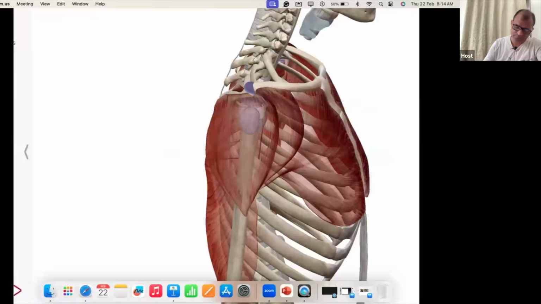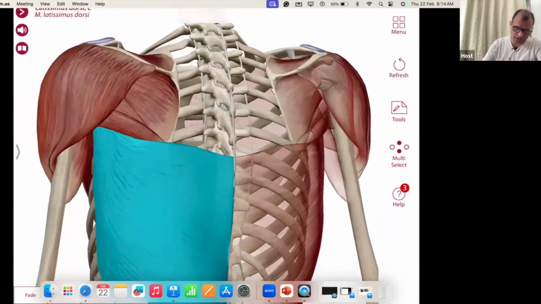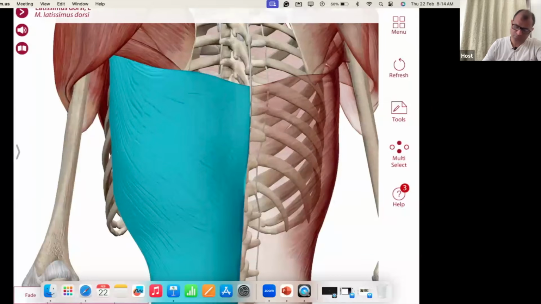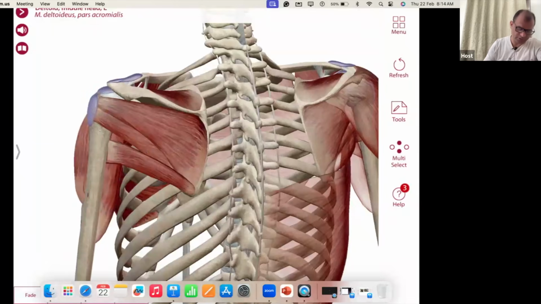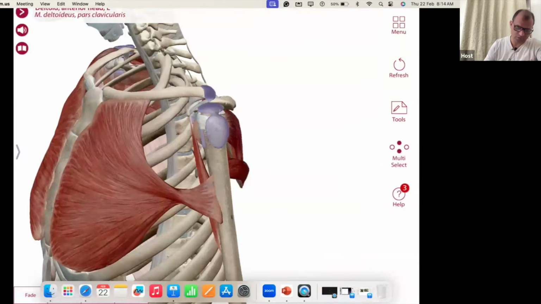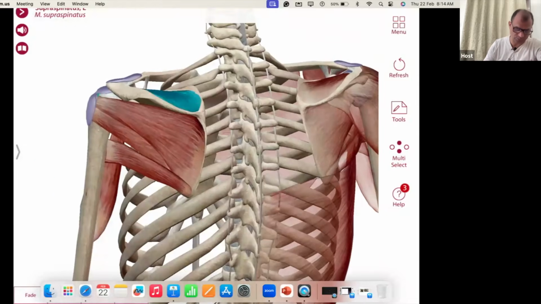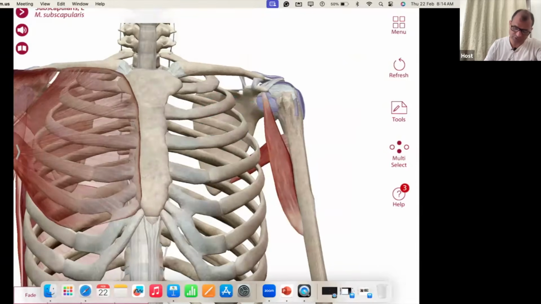So in this way, this is the latissimus dorsi. This is our latissimus dorsi. This is the deltoid. We have already talked about the deltoid, the three parts of the deltoid. We have talked about the pectoralis major. We have talked about the supraspinatus, infraspinatus, teres minor. We have talked about the subscapularis.